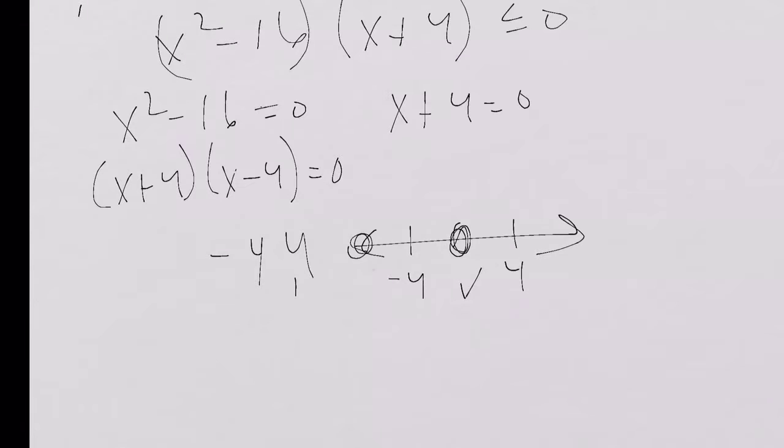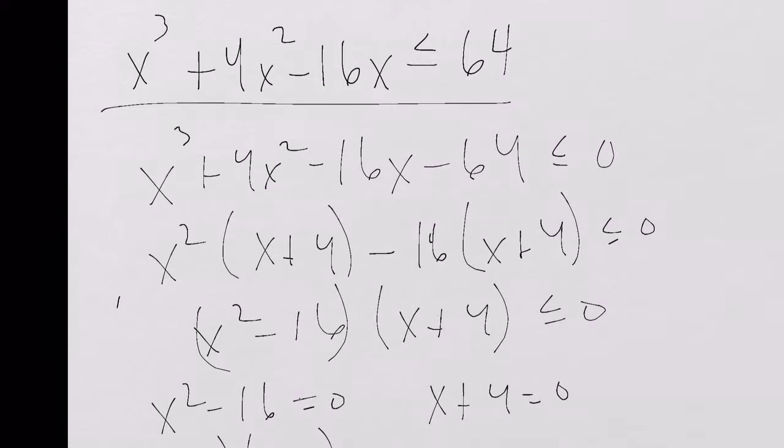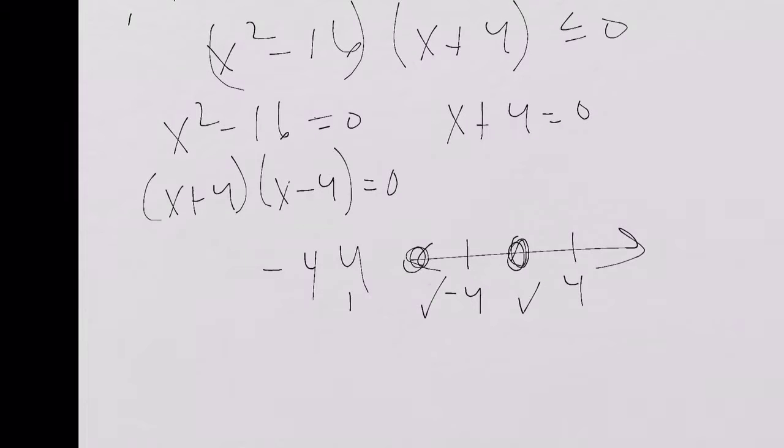We could check somewhere over here, let's say negative 5. Oh geez. So if I'm plugging negative 5 in for my x's, is this true? Negative 5 cubed is negative 125 plus 4 times 25 would be 100 minus 16 times 5, which would be minus 80. So if I added all those up, I get some negative number. Is a negative number less than or equal to 64? And it is totally less than. So to the left over here, those values work.